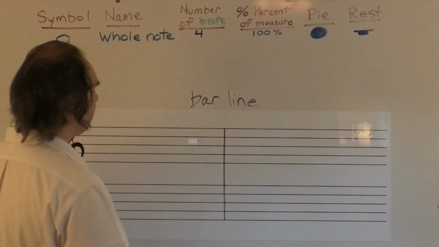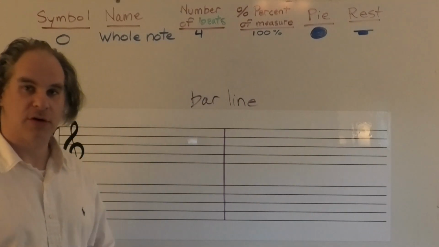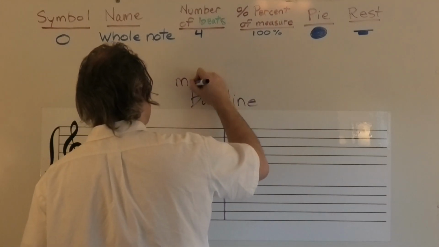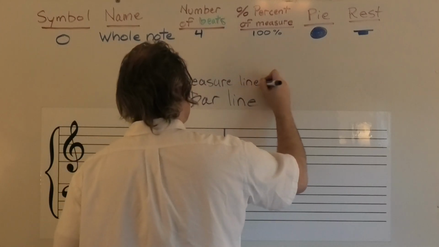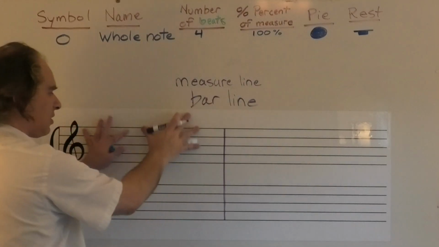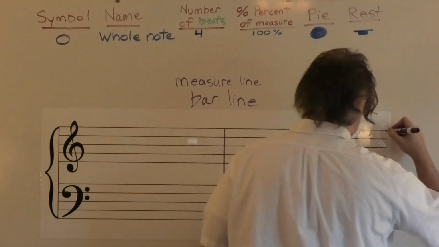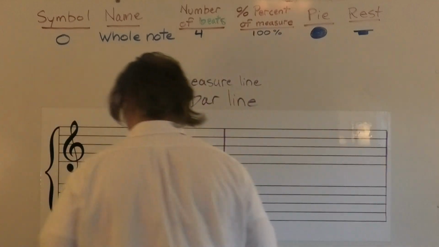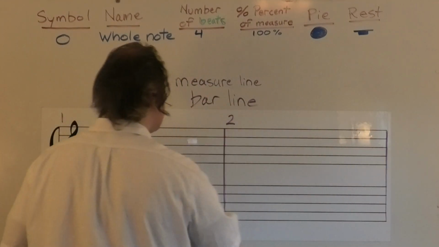We can also call it a measure line. The words bar and measure are the same. There's no difference. And the bar line, or measure line, will separate the music into bars. So this is bar 1, this is bar 2. So I'll draw another bar line. One, two.